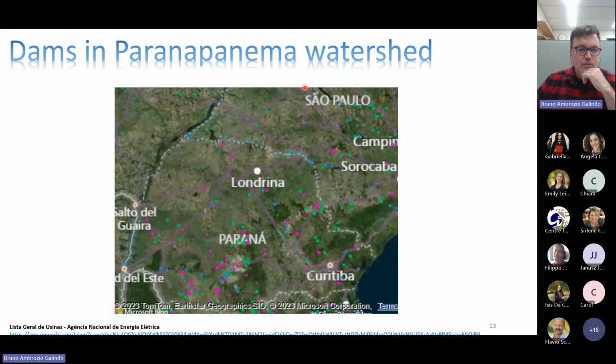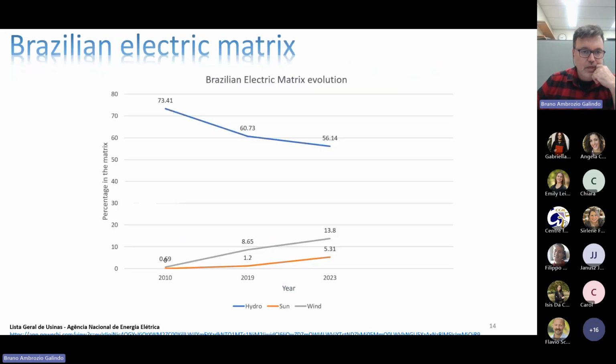So I'm going to talk a little bit about dams in the Paranapanema watershed. Each dot, regardless of the color, is one hydropower plant. If you remember, this blue ellipse is our study area. So we have a lot of hydropower plants in our study area.